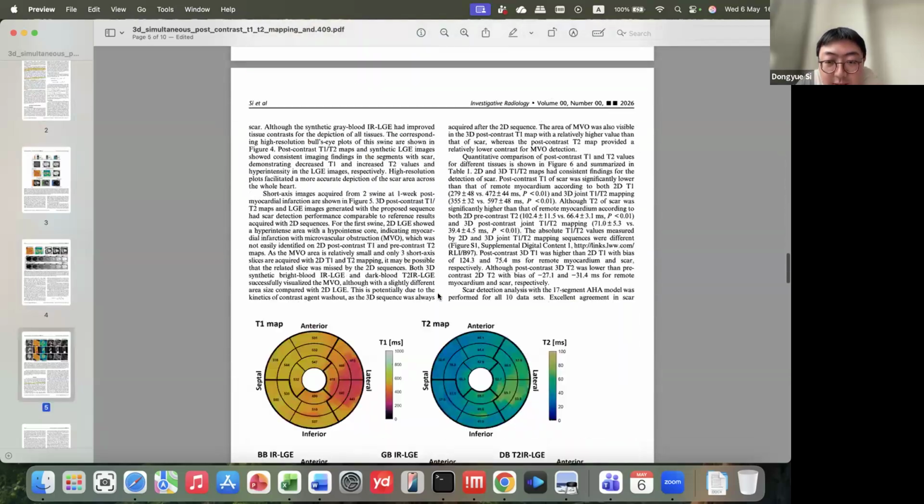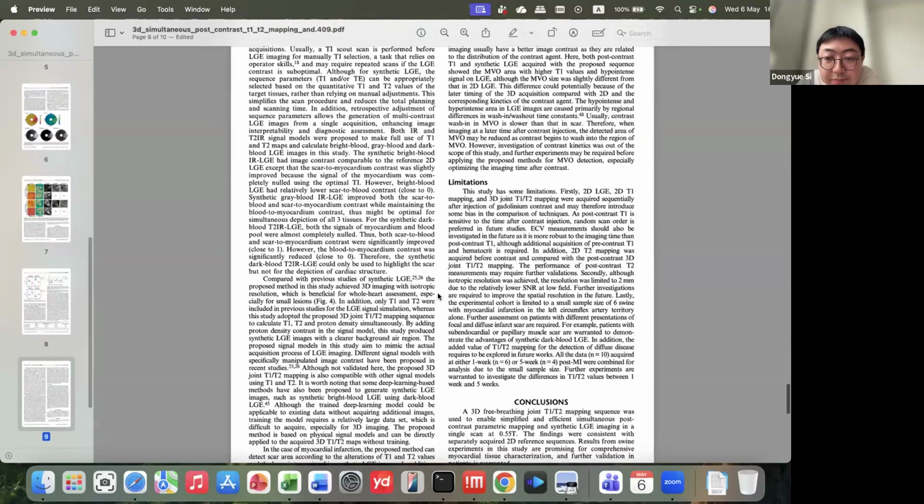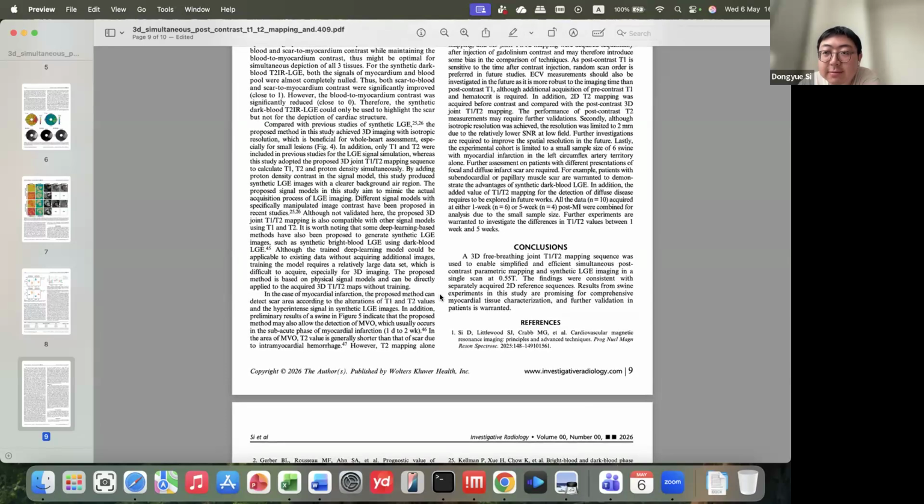There are also some limitations in this study. Firstly, the T2 mapping is acquired post-contrast, which is not usual in clinical settings. Also, the in-plane resolution of the 3D acquisition is slightly lower than the 2D, but the 3D has the advantage of whole heart coverage, and we can reformat the 3D to different 2D orientations. So that's basically it.